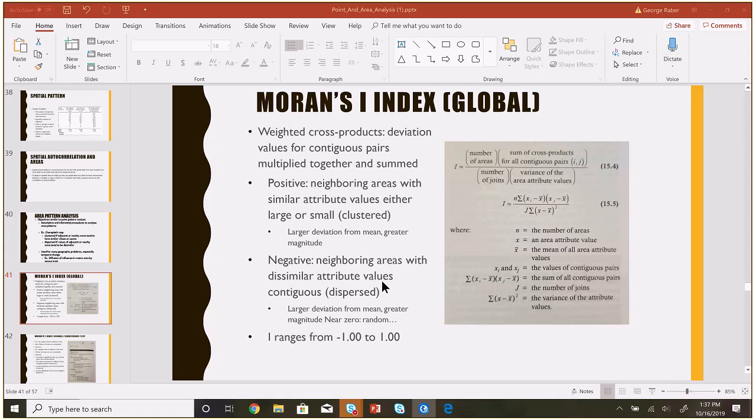So if we have a positive value, that means that we have positive spatial autocorrelation. A negative value means that we have negative spatial autocorrelation. Anything that's around 0 means that it's random spatial autocorrelation.